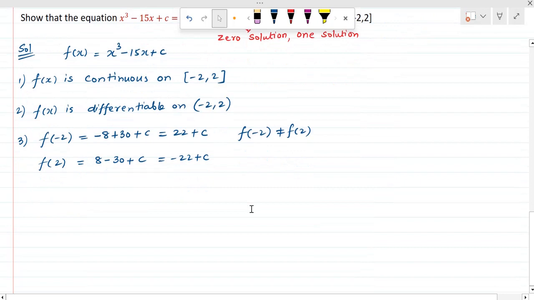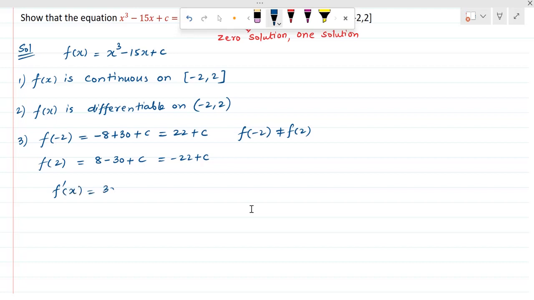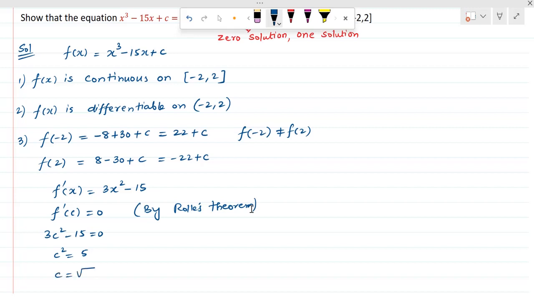What happens with the critical value? So what is the critical value here? 3x square minus 15, and the derivative becomes 0. Now if you solve this part, f prime of c is equal to 0. So 3c square minus 15 equals 0 by Rolle's theorem. This part is the condition of Rolle's theorem. Then we will have c square equal to 5. Move 15 here over 3, which is 5. Now taking the square root you will get plus or minus root 5.